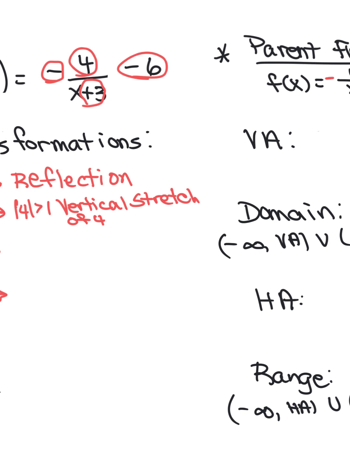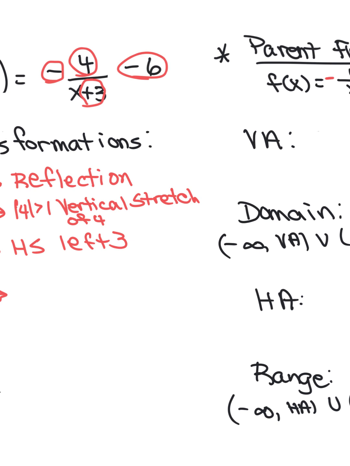The 3 that is added directly to x, which means that we have a horizontal shift because it is moving the graph left or right. Because this is a plus 3, we have to remember that horizontal shifts are always going to be the opposite. So this would be a horizontal shift left 3.